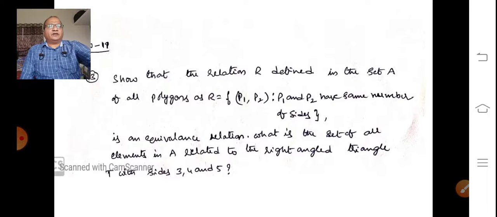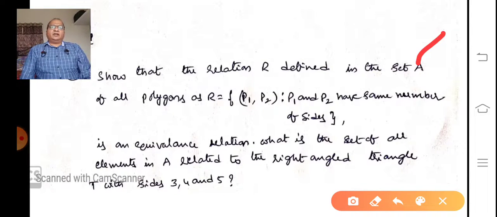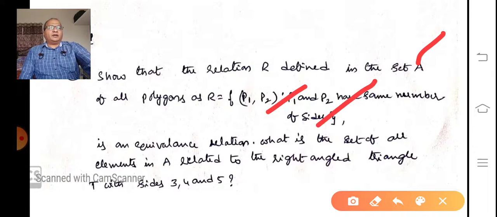Now here, what is given? A relation R is defined on the set A, a set of polygons, which contains triangles, quadrilaterals, pentagons, octagons, and so on. P1 and P2, these two are elements of A. How are they related? P1 and P2 have the same number of sides. So we have to show this is an equivalence relation. And what is the set of all elements in A related to the right angled triangle with sides 3, 4, 5? This is the question.